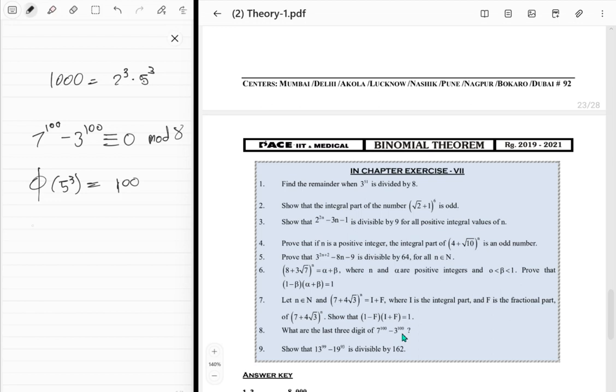Look, 7^100 minus 3^100 is a multiple of 8, so it's 8 times some integer. And 7^100 minus 3^100 is also a multiple of 125, so 125 times some other integer. So what will this be? It's a multiple of 8 and also 125.